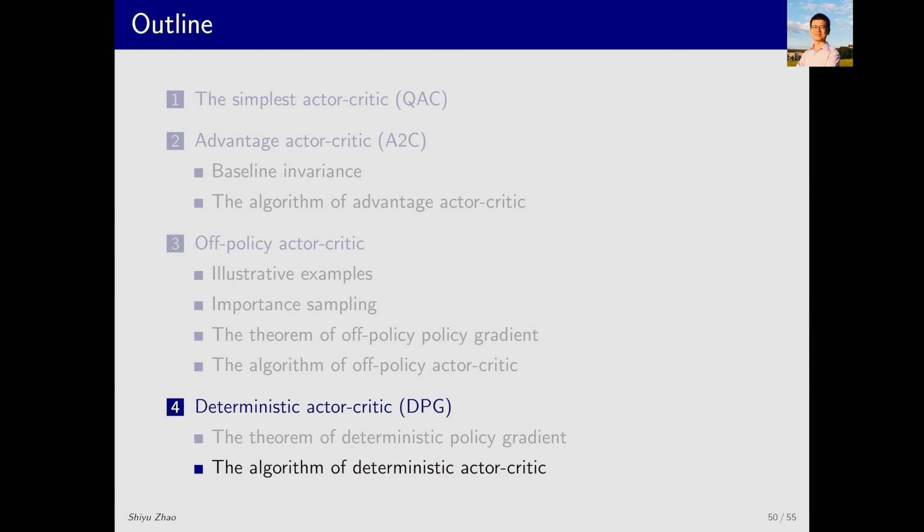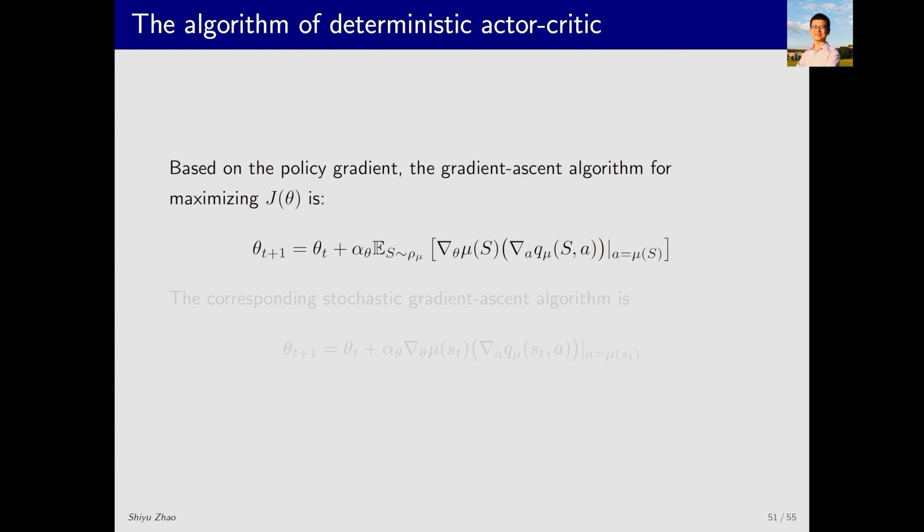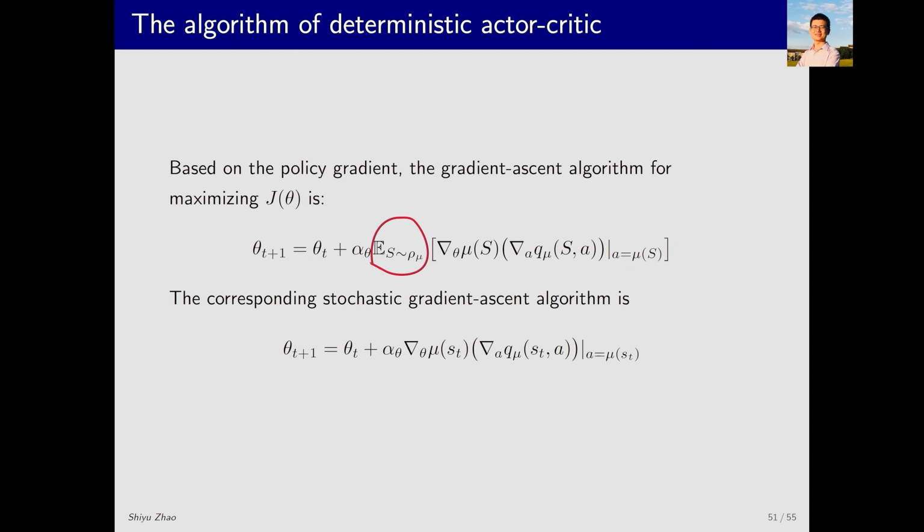Once we have this gradient, we can apply a gradient-based algorithm to optimize the objective function. The gradient ascent algorithm is theta_{t+1} equals theta_t plus alpha, which is the step size, and the following is the gradient. This is the expression we derived earlier. Next, since we have an expectation here that we don't know, we can replace it with a stochastic gradient.